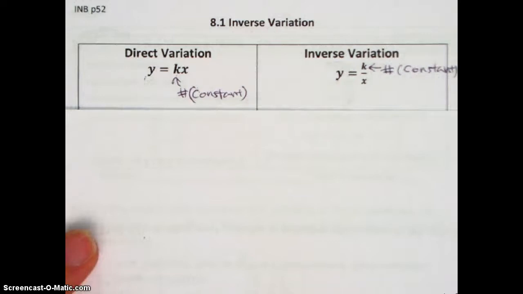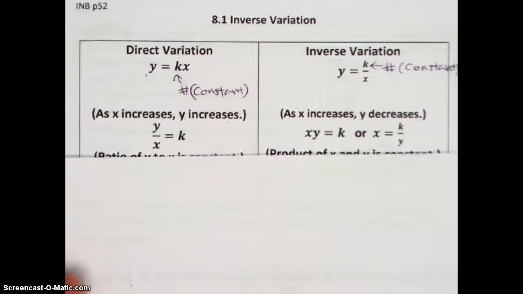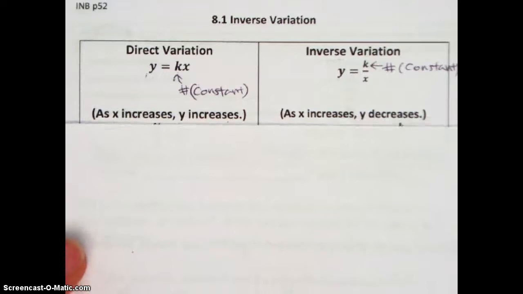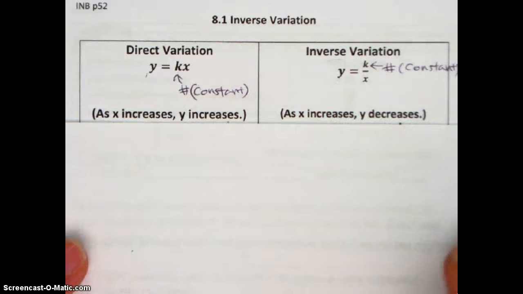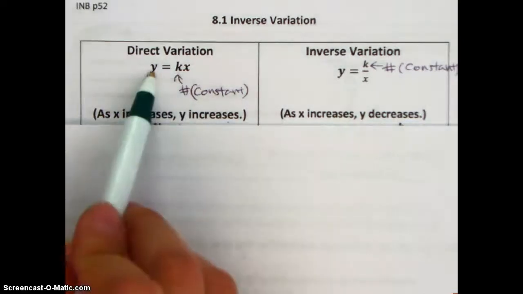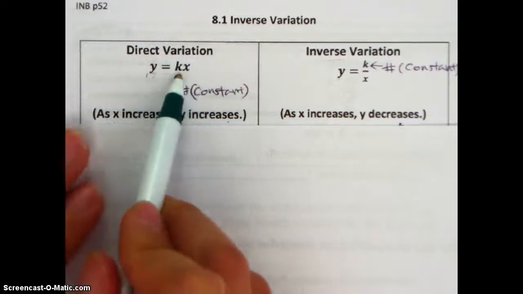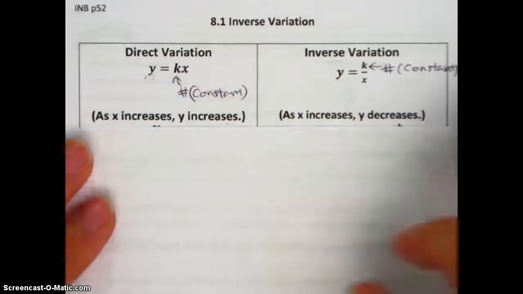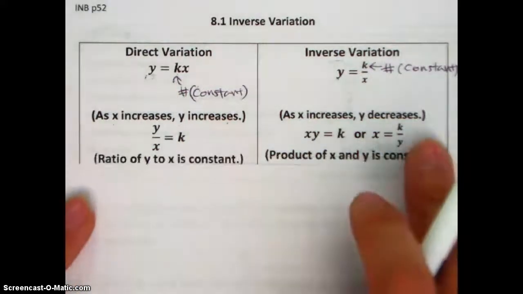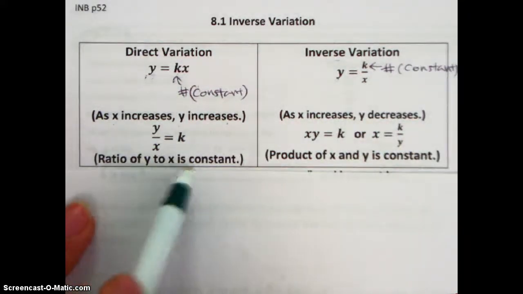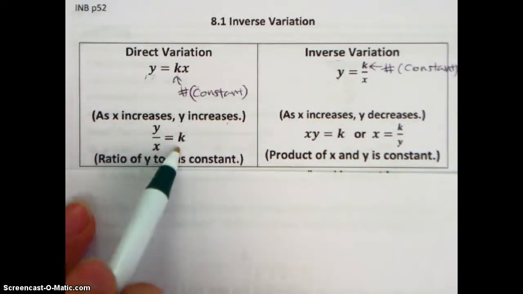So the difference between direct variation and inverse variation is that in direct variation, as x increases, y increases. For inverse variation, if x increases, y decreases. Also, if you look at the original equation, if you divide both sides by x, you will get k equals y over x. That means the ratio of y to x is constant.